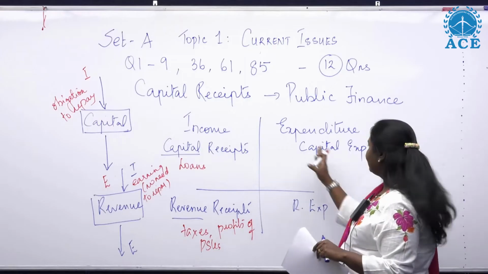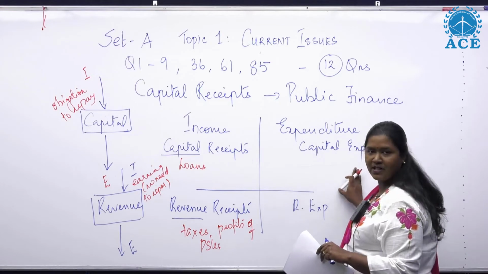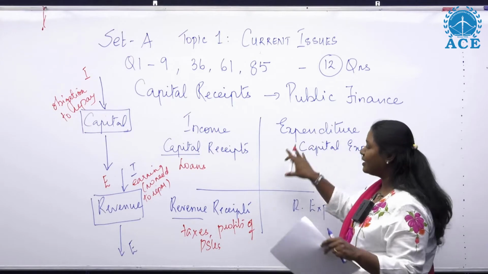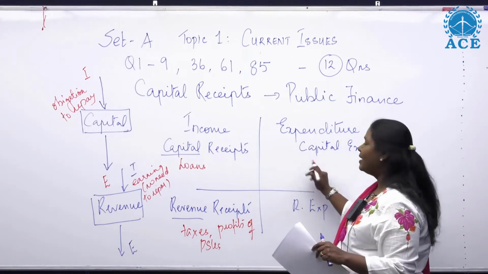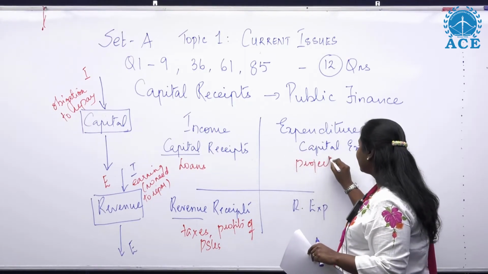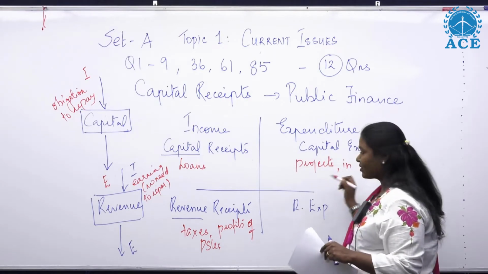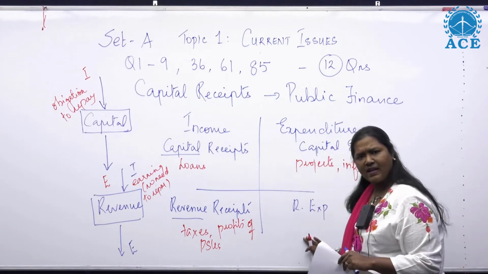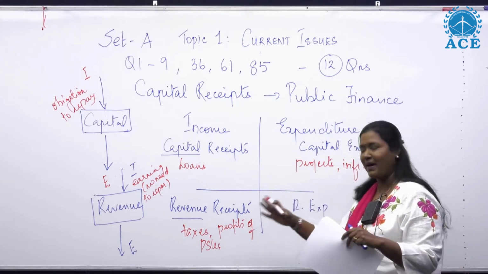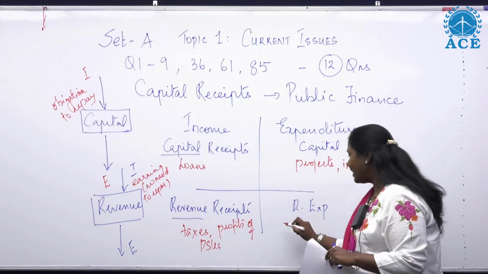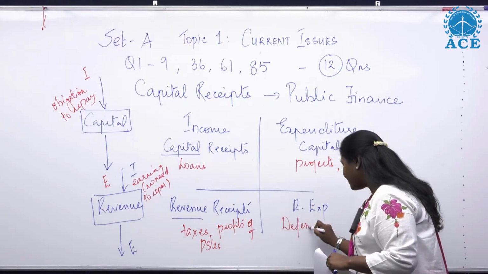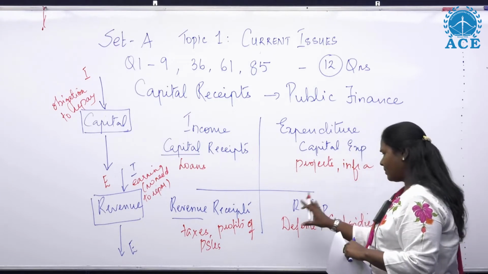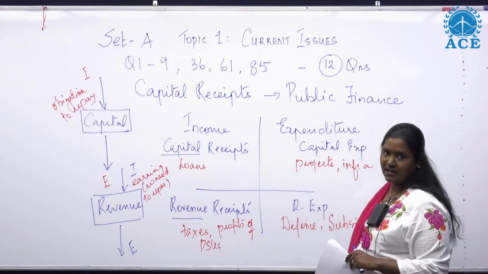Now expenditure. Capital expenditure is all the money the government spends from which it is going to earn something back in return, for example money spent on various projects and on building infrastructure. All of that comes under capital expenditure. Revenue expenditure is the kharcha, the money the government spends on, for example, defense expenditure, subsidies and administrative costs. All of these come under revenue expenditure.